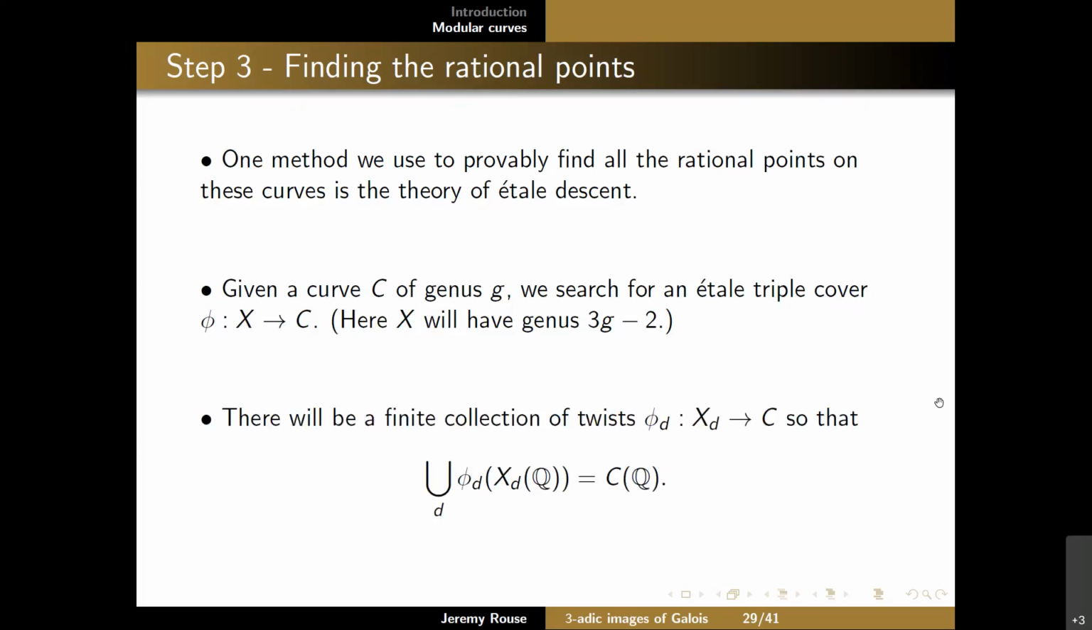So the beauty of étale descent is that this covering will have finitely many twists, and it will have the property that every rational point on C comes from a rational point on one of the curves X_d. You might say, help. We're replacing the problem of finding the rational points on one curve with finding the rational points on a whole bunch of curves that all have higher genus. The answer is, and I don't understand exactly why this is the case, but it seems that the Jacobians of X_d seem to be sort of more reducible than the Jacobian of C, and so we can find maps from X_d to lower genus curves.